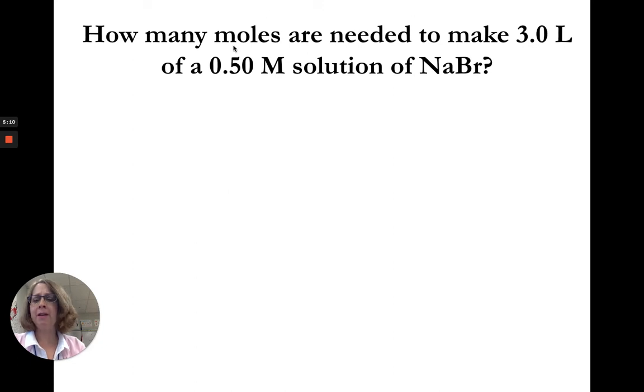Okay, this time I'm asking for moles. So you might look at your molarity triangle or look at the formulas you've jotted down and think about how you would solve for moles. How many moles are needed to make 3 liters of a 0.5 molar solution of sodium bromide? So your boss comes to you and says, please make me 3 liters of a 0.5 molar solution, lab tech person, and you have to figure out how to do that. Well, you're going to have to figure out how many moles of sodium bromide you're going to have to get in order to do that. Now again, pause the video, see if you can figure out how you get moles from liters and molarity, but I'm going to show you the solution now.